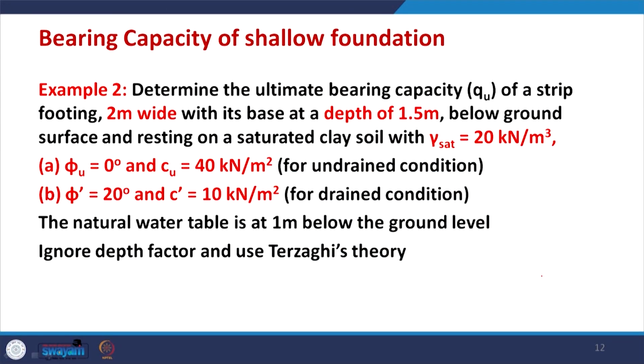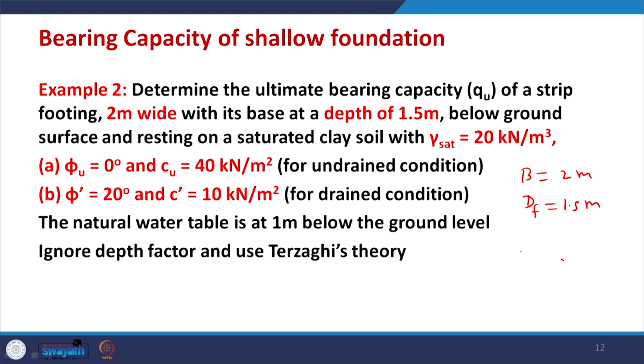So, the ultimate bearing capacity Qu of a strip footing which is 2 meter wide and lying at a depth of 1.5 meter. Simply, what we see in this case is that B is given as 2 meter and Df is given as 1.5 meter, and B is greater than Df. So, this is a shallow foundation. The saturated unit weight of the soil is given as 20 kilonewton per meter cube.